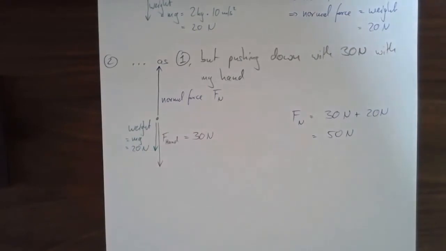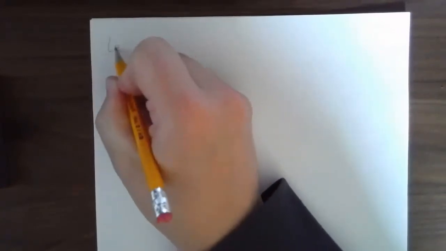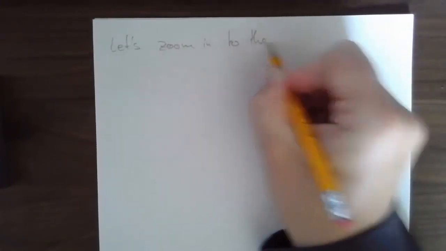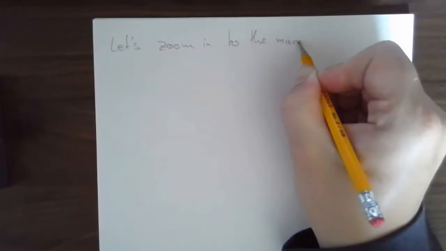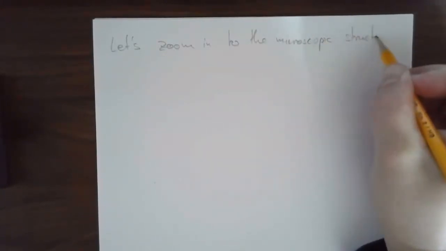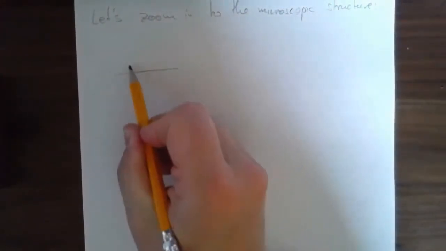Okay, so let's figure out actually why is it that a normal force can kind of adapt. Like, what's so magical about a normal force that it allows itself to just be as strong as needed? To do that, let's look at the microscopic structure of the normal force. So let's zoom in to the microscopic structure. Imagine this. Here's my table, and here's my book.